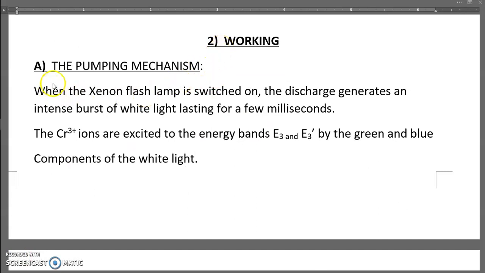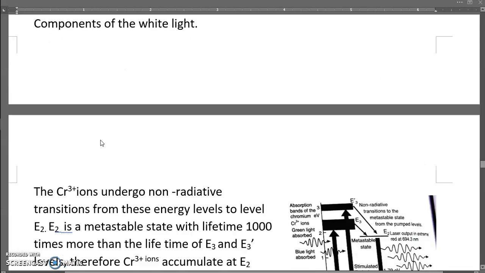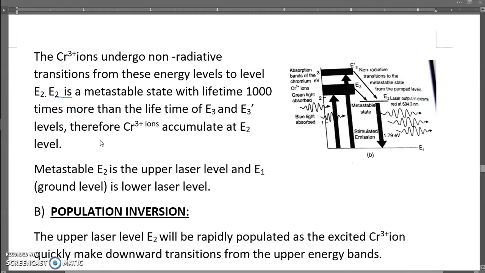Now see the working, the pumping mechanism. When a xenon flash lamp is switched on, the discharge generates intense bursts of white light, lasting for a few milliseconds. The chromium 3+ ions are excited to E3 and E3' by green and blue components of white light. You can see here, the chromium ions, after absorbing the blue light, get excited to E3, and the chromium ions which absorb the green light get excited to E3'.